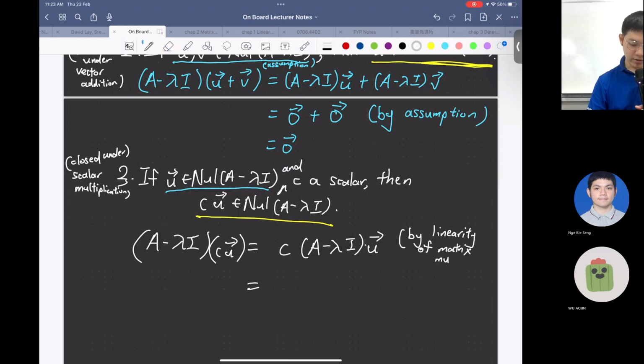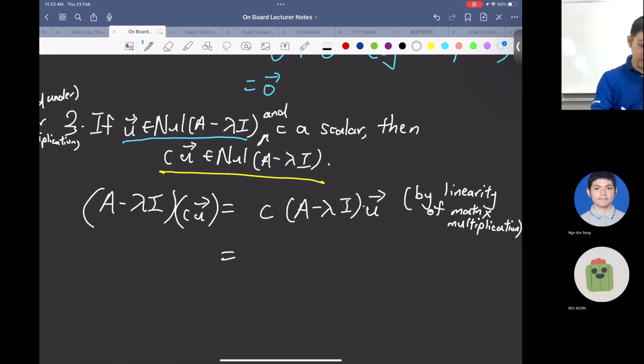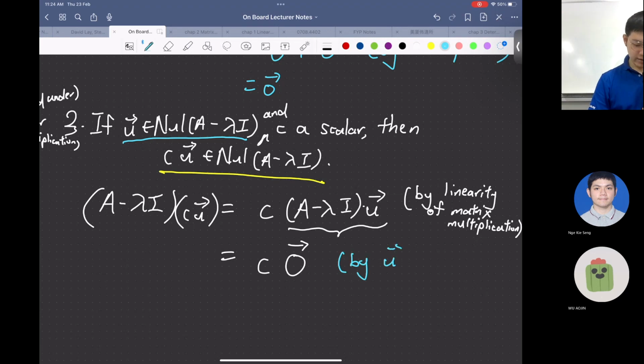Really, you can check back your matrix multiplication section. Maybe we don't cover it, but we think that it should be obvious to see from the definition. So from this part here, you can see that the multiplication here becomes 0, right? Because u is in the null space of A minus lambda I. So c times the 0 vector, yesterday we proved that this is actually 0.